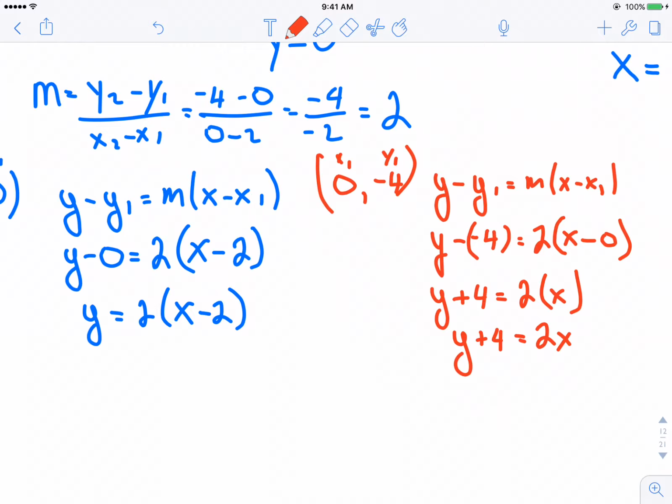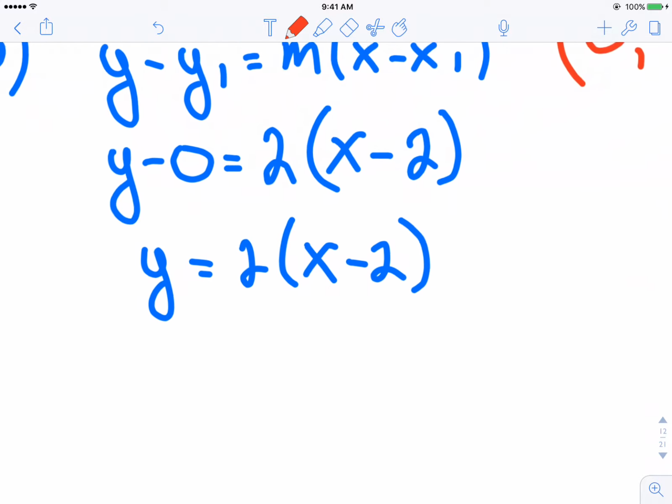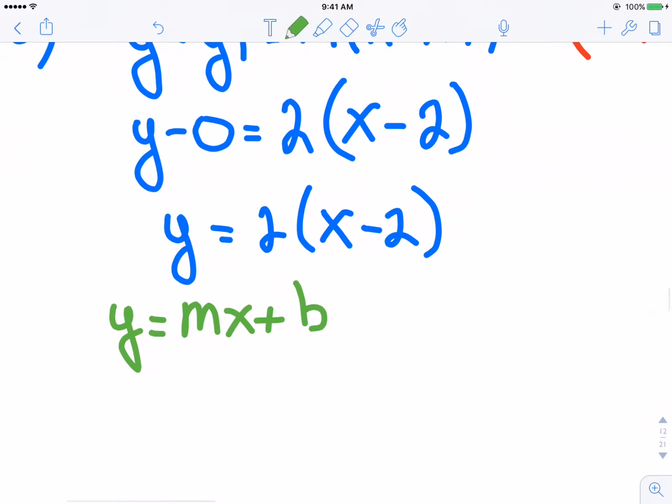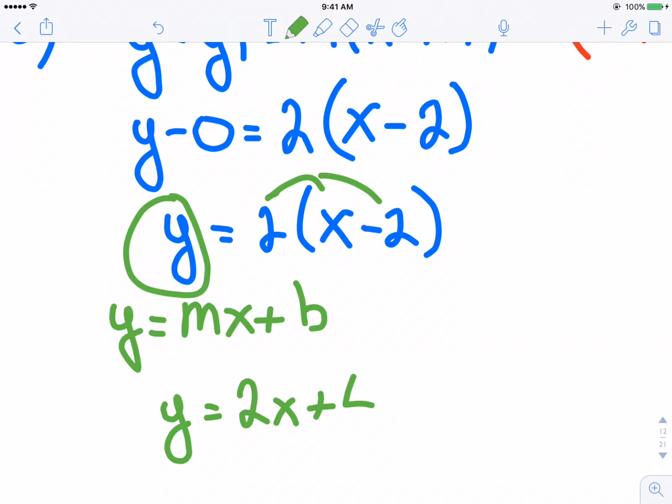Now, in order to compare these, last step is write them out in slope-intercept form. So we take this and we rearrange this so that it looks like y equals mx plus b. Well, we already have y by itself, so the only thing I need to do is bring this in, and I end up with y is equal to 2x plus 4. Now I'm done. There's my slope, there's my y-intercept.